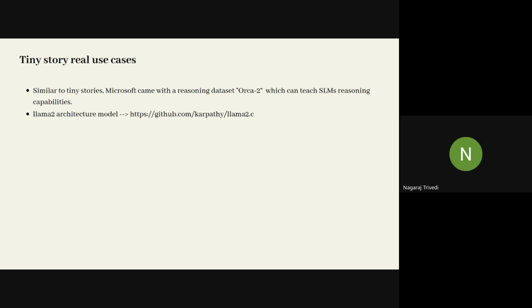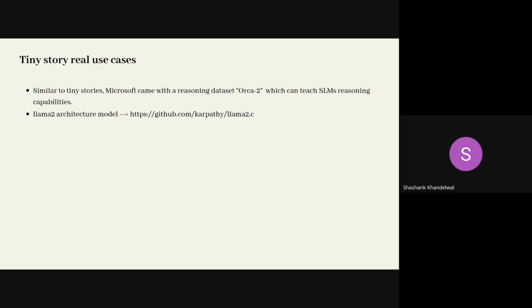Because what they have done is, again, they have created a synthetic data set based on reasoning, and they called it Orca 2. So within the limited data set, they try to put in as much reasoning as they can, and it's specific to reasoning. That's why this model will be better if they use this Orca 2.